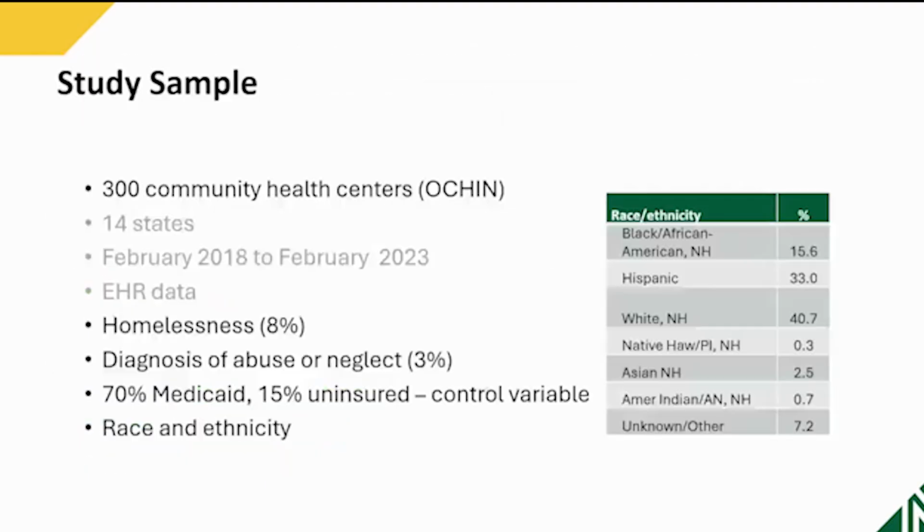And the context in which we look at this are 300 community health centers across 14 states. It's the OCHIN network. In this sample, 8% of the children experienced homelessness and 3% experienced a diagnosis of abuse or neglect. And we have 150,000 children, I think. Because these are community health centers, we have an uninsured rate of about 15%. So nationally, most children are insured, right? We're well above 95% of children with our Medicaid expansions. But in this context of community health centers, we have 15% who are uninsured and 70% who are covered by Medicaid, so also higher than the national average.